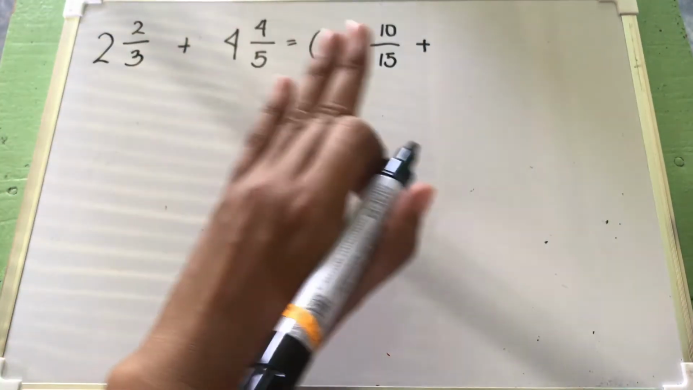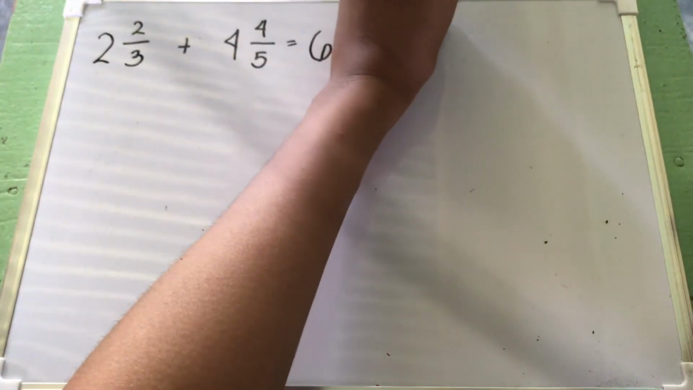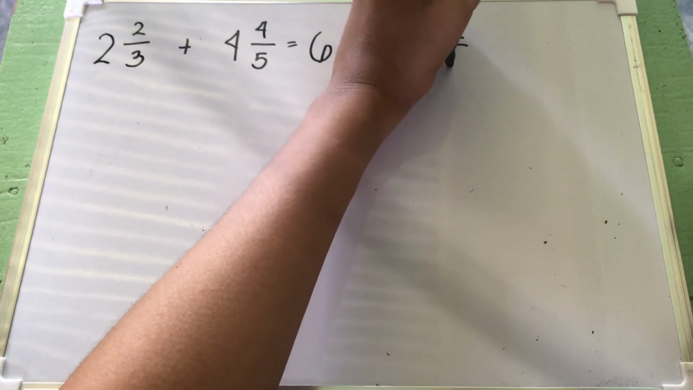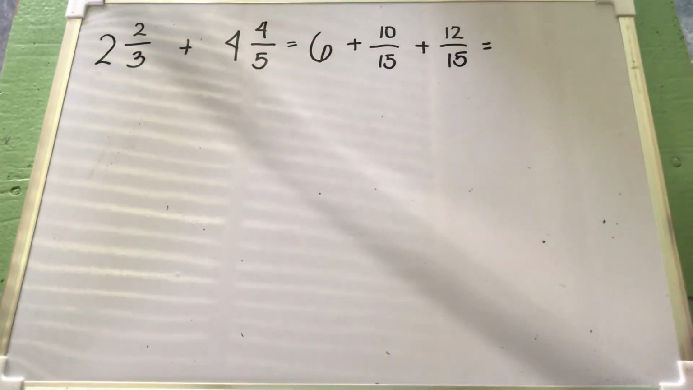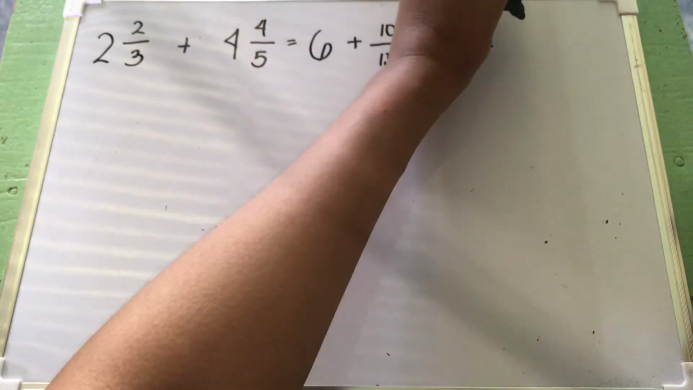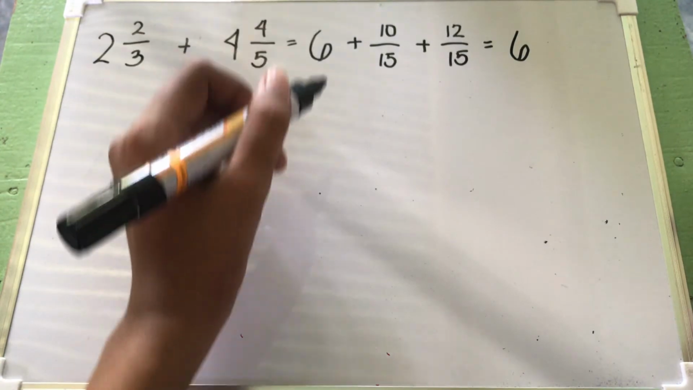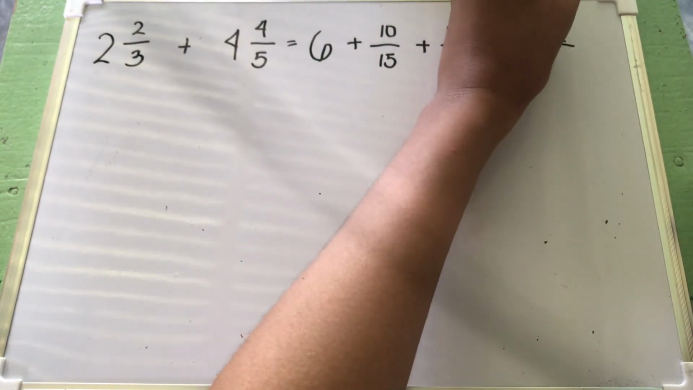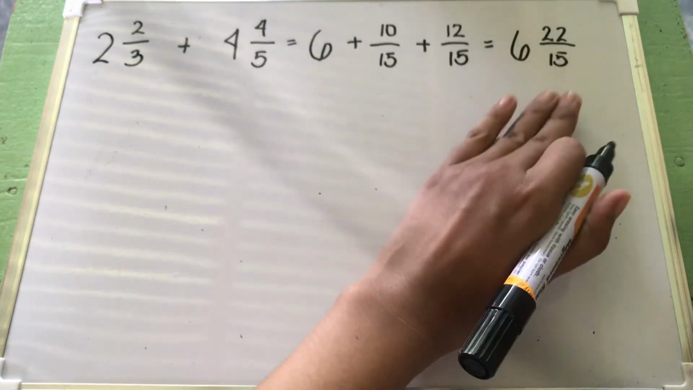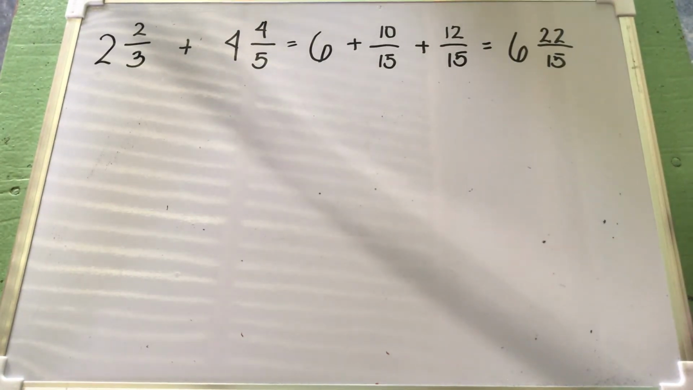And then, 15 divided by 5 equals 3 times 4 equals 12. So, now they are already similar fractions. So, we will add all together. So, the whole number. Then, 10 plus 12 equals 22 over 15. But it is not yet in its lowest form.